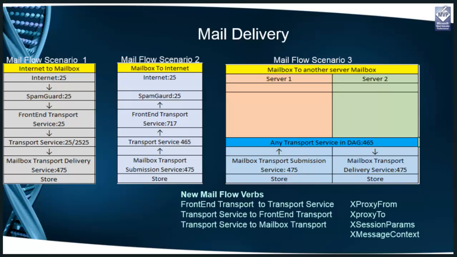Front-end transport service transfers the email to spam guard on port 25, and then spam guard transfers to the internet on port 25. Alright, so the third scenario is talking about how the internal mail flow works.